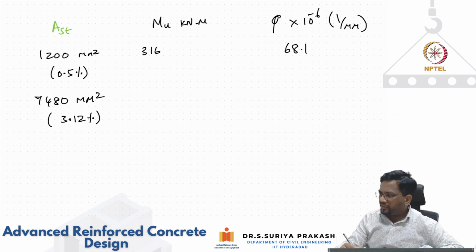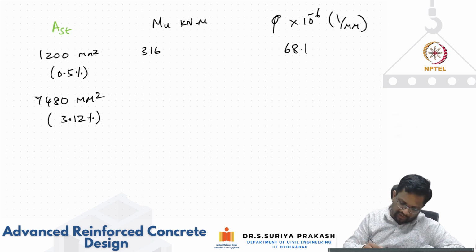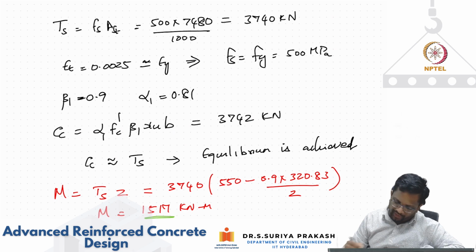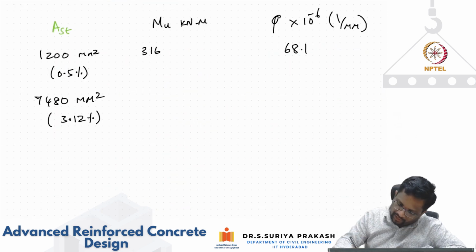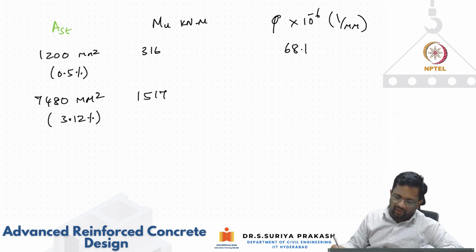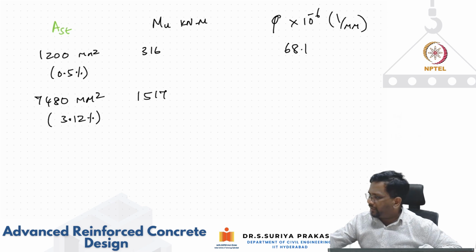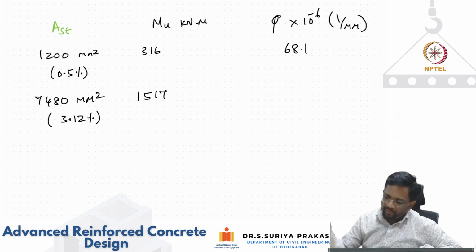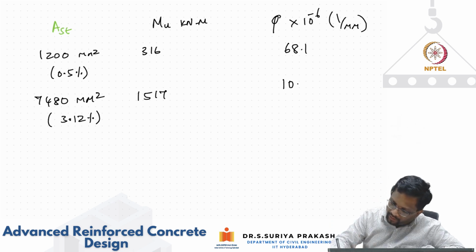Then your moment resistance, we have calculated that to be how much we got? 1517 kilonewton meter. Now, what is the curvature at failure? We calculated that to be 10.9, okay, into 10 to the power of minus 6.